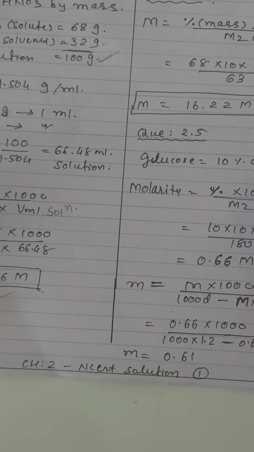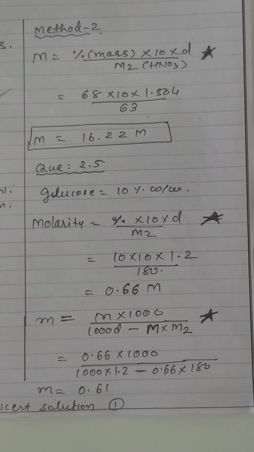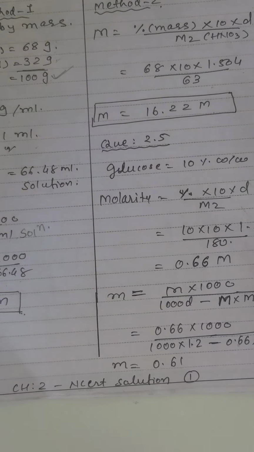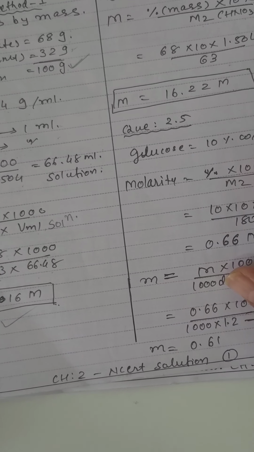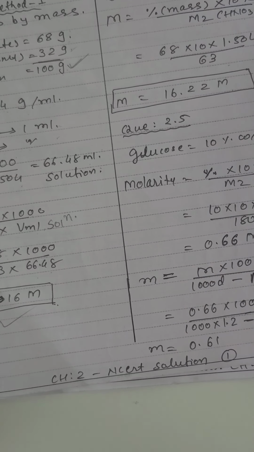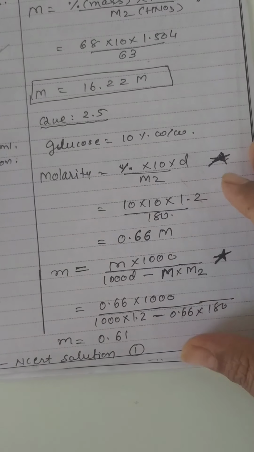Okay, now let's go to question number 2.5. A solution of glucose in water is labeled as 10% W per W. What will be the molarity and the mole fraction of each component in the solution, if the density of the solution is 1.2 gram per ml? So now let's start the question.